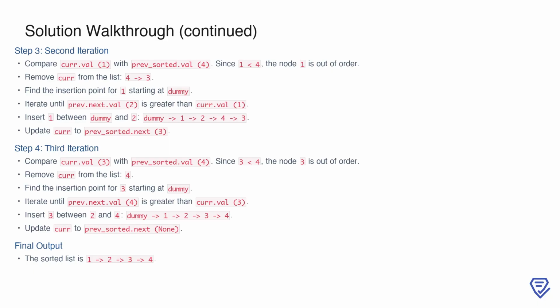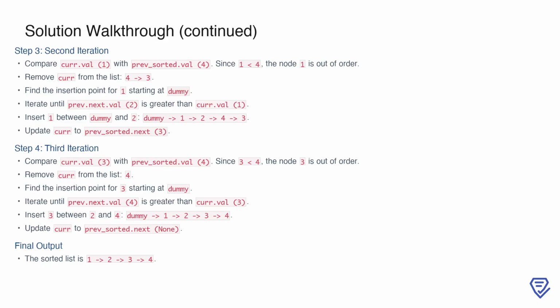Again, we start at the dummy node and look for the correct insertion point for the value 1. We iterate until the value of the next node is greater than 1, and we insert the node with value 1 between the dummy node and the node with value 2. The list now becomes dummy-1-2-4-3. Next, cur moves to prev_sorted.next, which is the node with value 3.